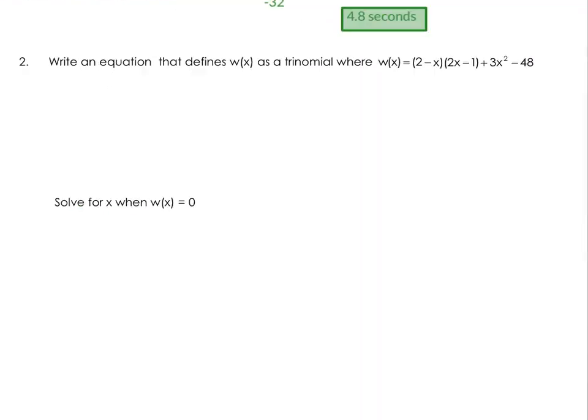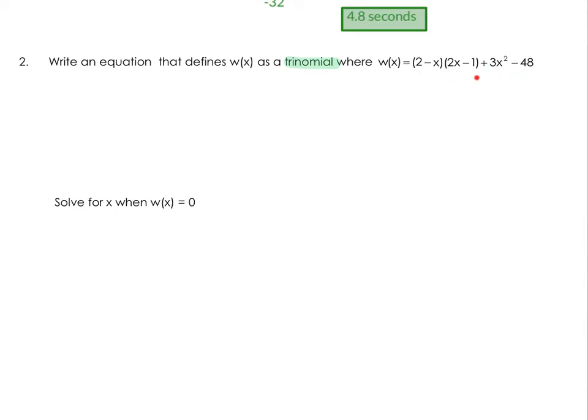This next question says we need to write an equation that defines w of x as a trinomial, where w of x equals (2 minus x) times (2x minus 1) plus 3x squared minus 48. Well, the directions tell us that we need to write this as a trinomial. So that means I need to only have 3 terms. Right now it's a polynomial with more than 3 terms.